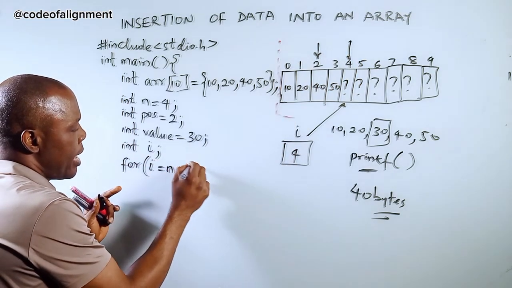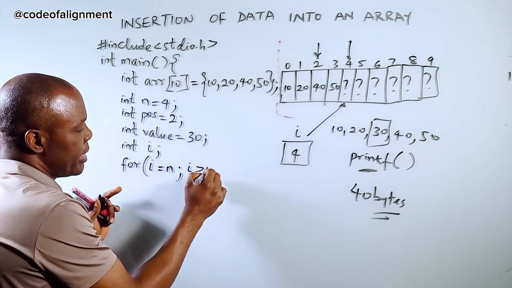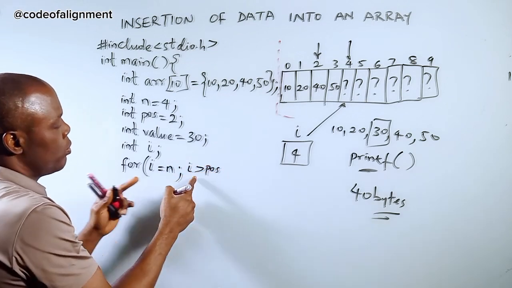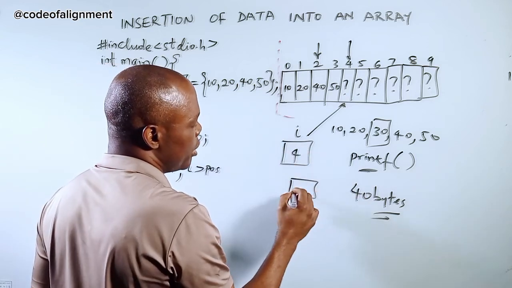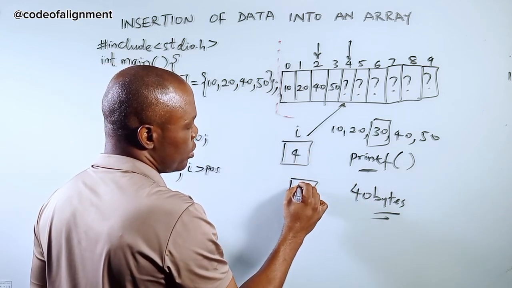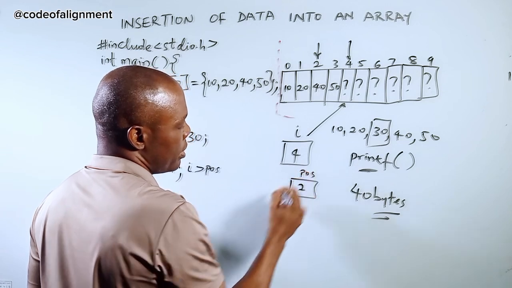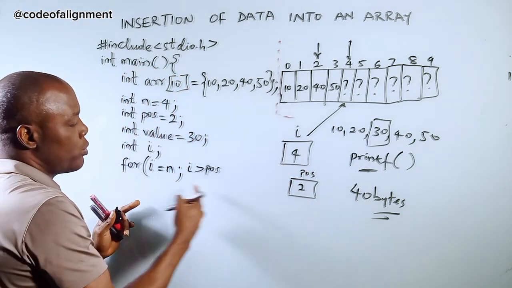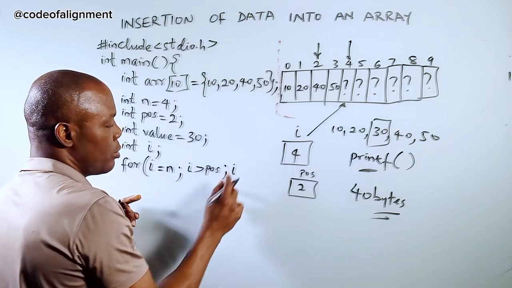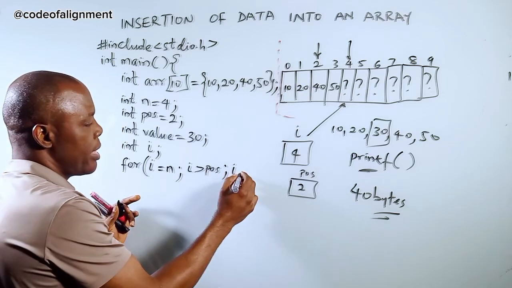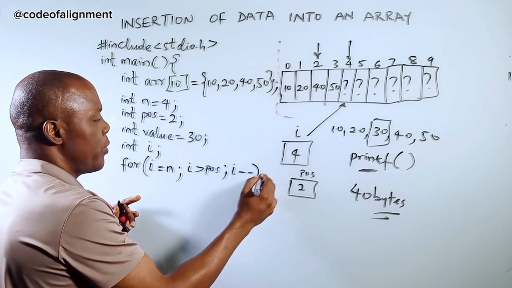Then I'll have a condition: i greater than position. This 4 is greater than what? I have another variable, which is the position. Position is 2. Right? So 4 is greater than position, that is true. Then I have my increment, but in this case I'm doing a decrement, minus minus. I will explain.